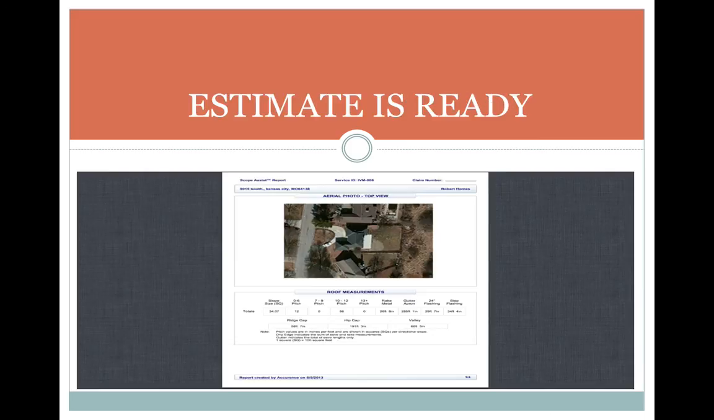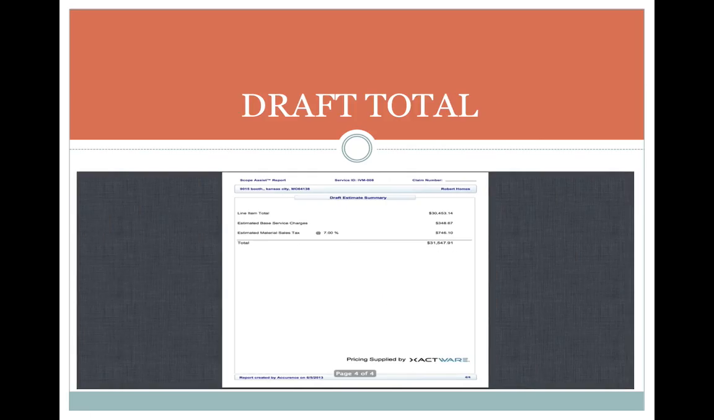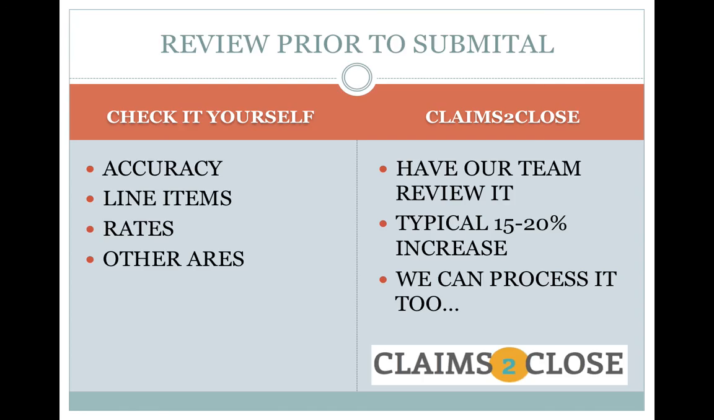Your estimate will be ready and you'll receive a professional report which will include aerial photos, measurements, detail and line items, and your subtotal and grand total. At that stage, you're complete. Simply what you need to do is review the estimate for accuracy, line items, rates, and other areas just to make sure that you have everything correct. If you notice, since I haven't earlier, it looks like I misspelled areas, so wonderful.